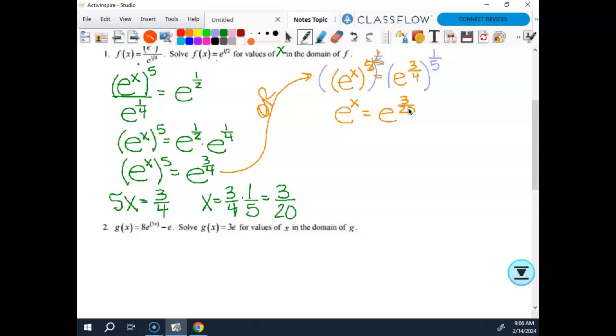If I take the natural log of both sides now, I'm going to have the natural log of e to the x equals natural log of e to the 3 over 20. And then what can I do with my exponents? They come out in the front. So I'm going to get x times the natural log of e equals 3/20 times the natural log of e. And what is the natural log of e? 1. So x equals 3 over 20.